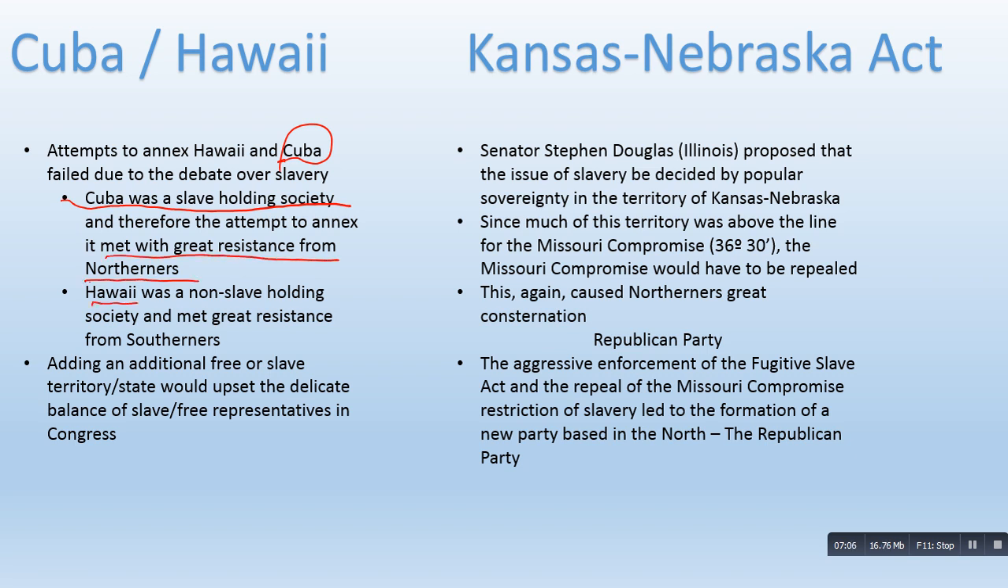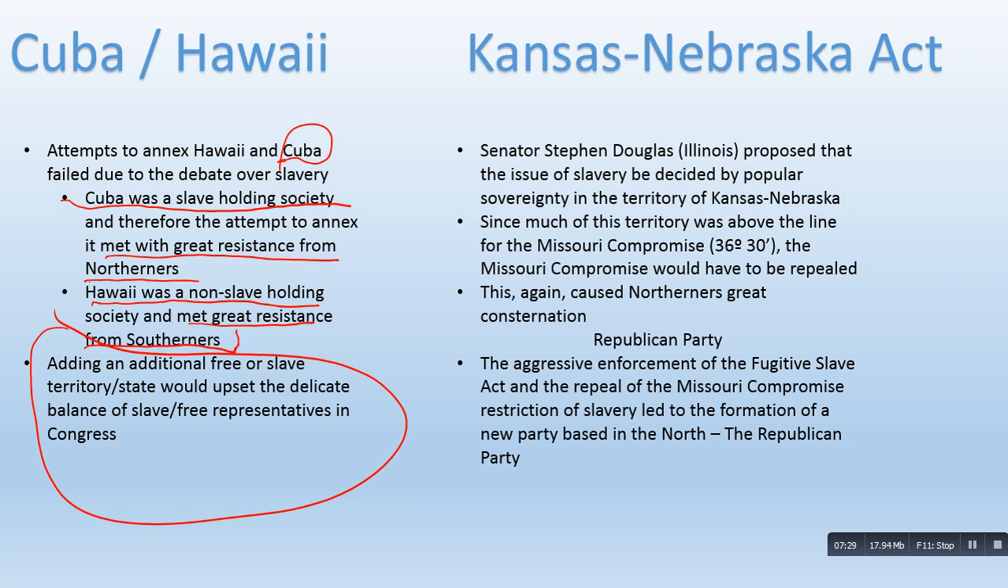So there were attempts, even while all this is going on, to continue to add territories that were slave or not slave states. And again, the reason it's important is that adding an additional free or slave state or territory would upset the delicate balance that all these compromises were trying to achieve in order to prevent war.